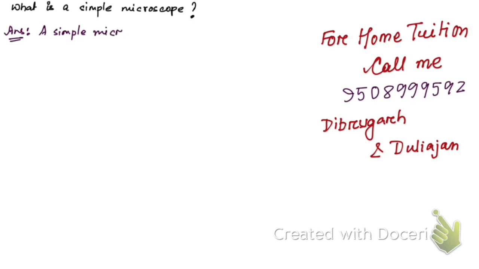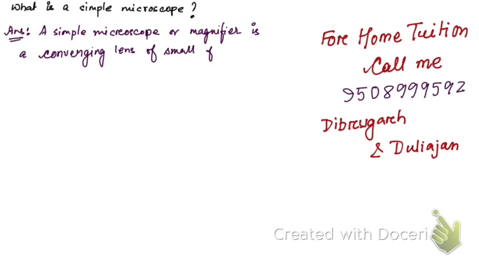So now let's start. What do you mean by a simple microscope? A simple microscope is nothing but a converging lens of small focal length. Let me write that. A simple microscope, or it is also called a magnifier, is a converging lens of small focal length. That means converging lens means convex lens.